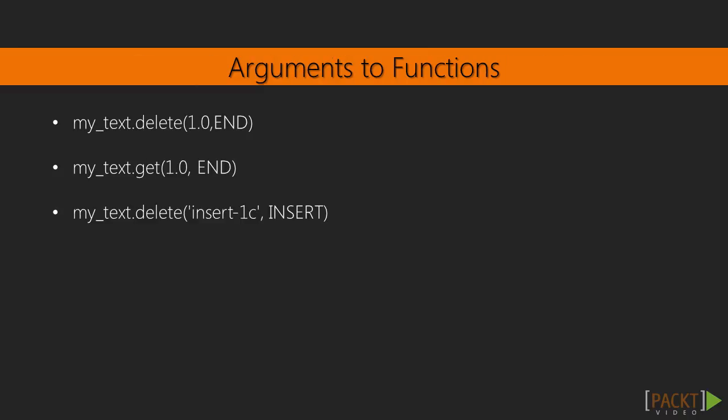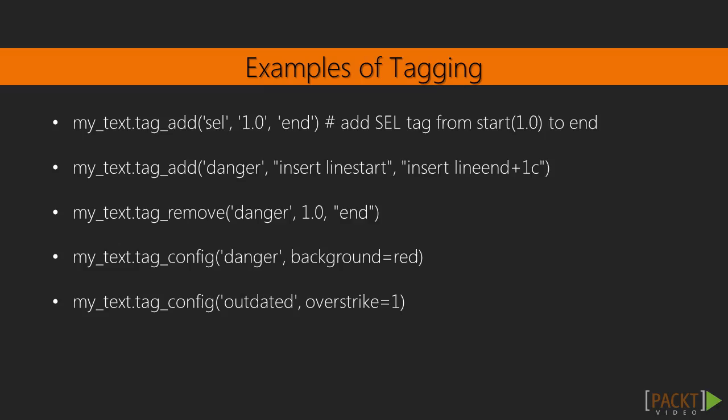Indexes are often used as arguments to functions. Refer to this list to have a look at some examples. my_text.delete(1.0, END). This means that you can delete from line 1, column 0, until the end. my_text.get(1.0, END). This gets the content from 1.0, the beginning, until the end. my_text.delete(INSERT-1c, INSERT). This deletes a character at the insertion cursor.